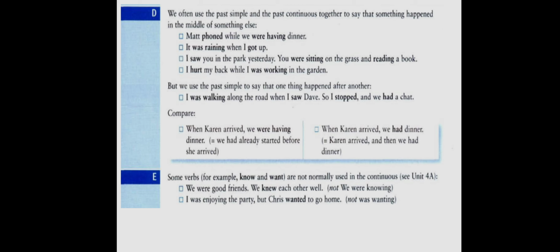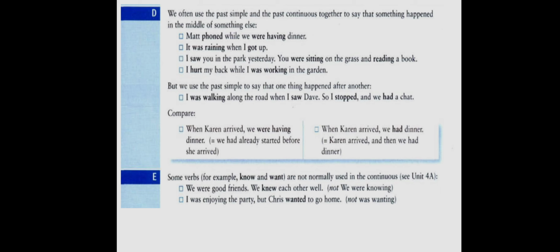On the other hand, when Karen arrived, we had dinner. This implies that when Karen arrived, she arrived and we started having dinner. After she arrived, directly, we started having dinner. So one action follows another. That's why we use past simple and past simple. When Karen arrived, here past simple after when, and the other tense is past simple. We had dinner. We started having dinner. Karen arrived and then we had dinner. Directly after she arrived, we started having dinner.